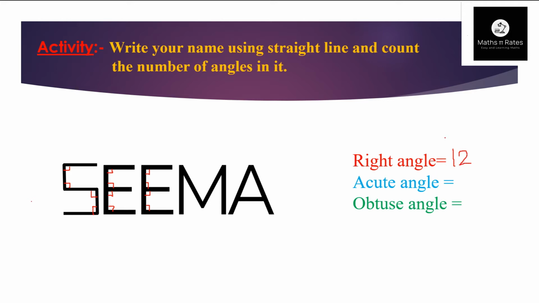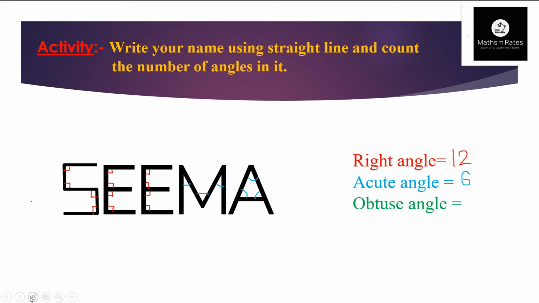Now we will count the acute angles. 1, 2, 3, 4, 5 and 6. Total 6 acute angles are there. So we will write here 6.